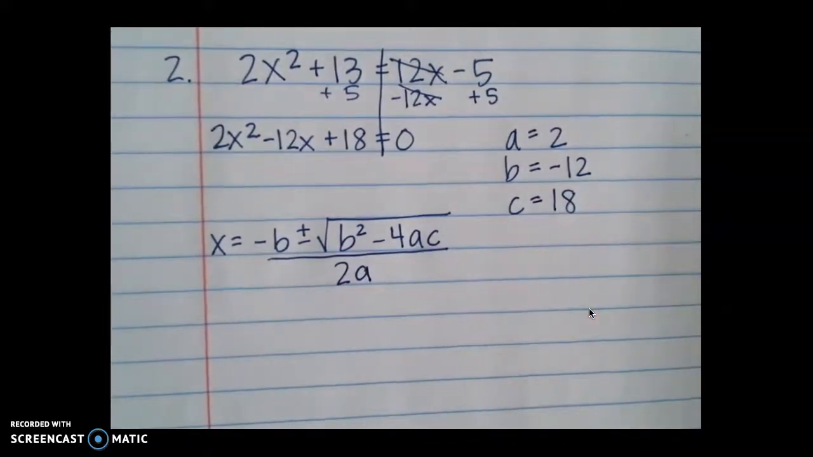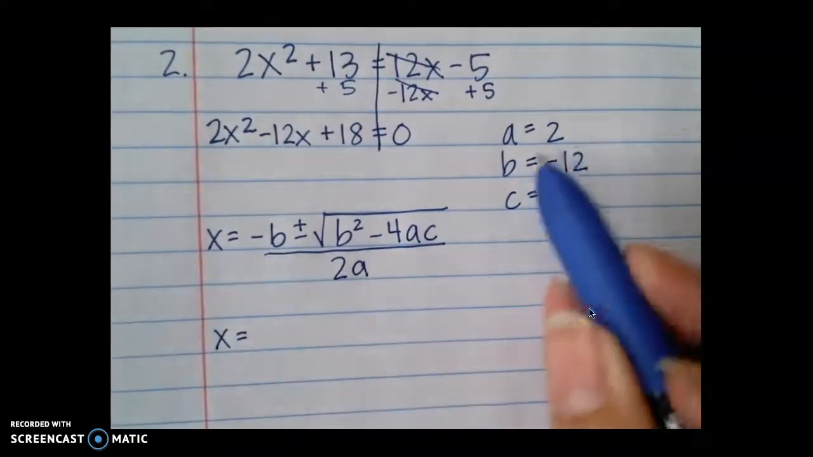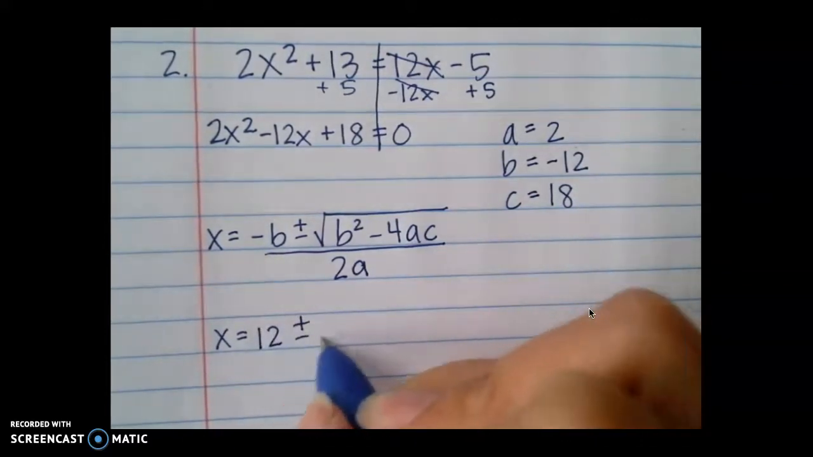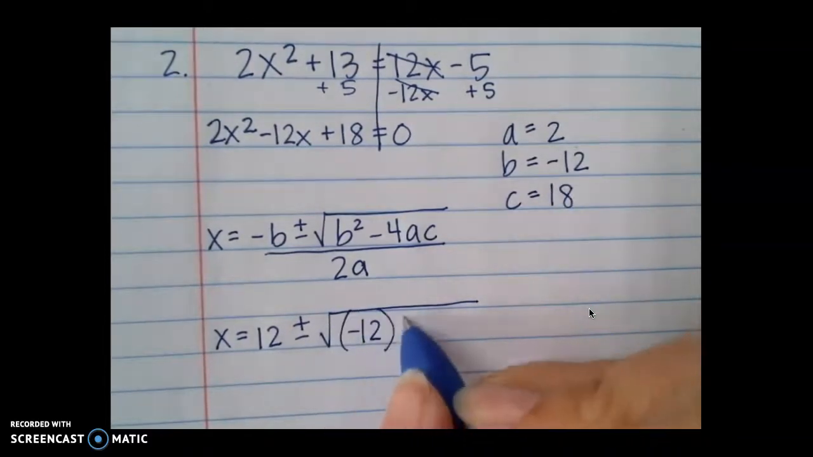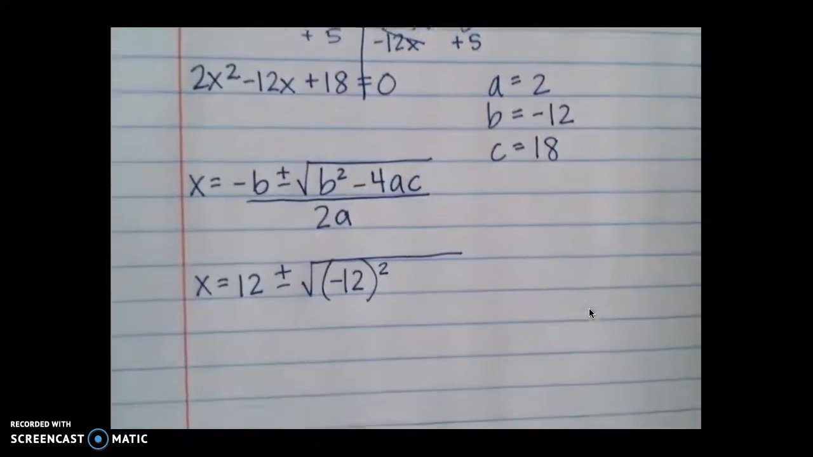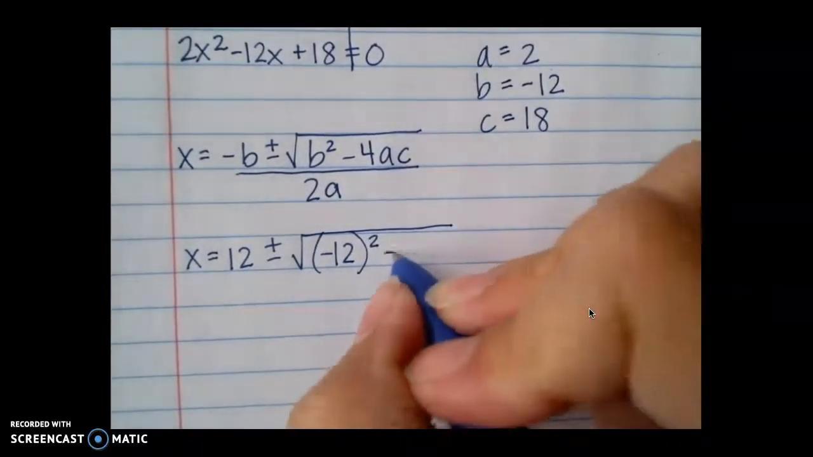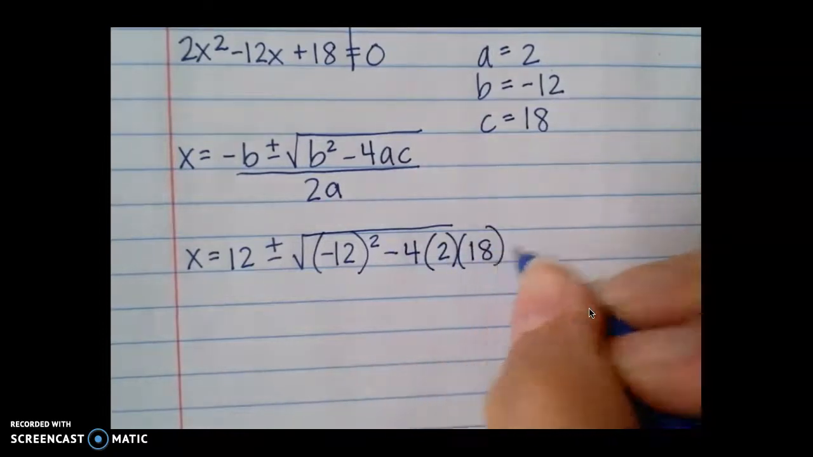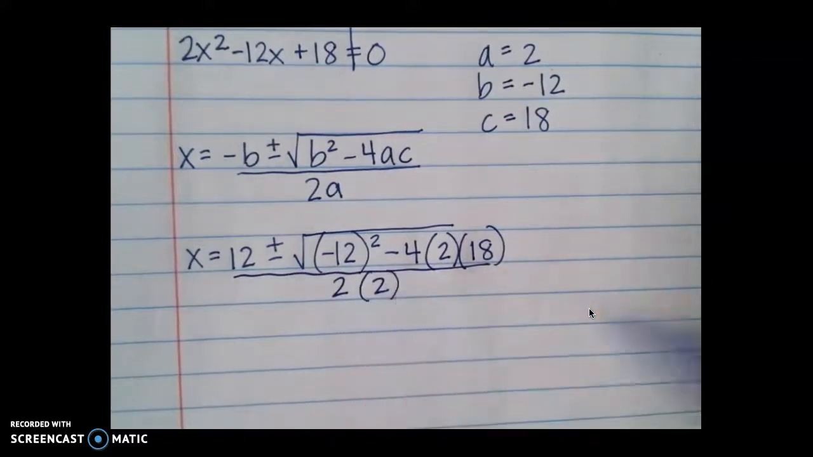Okay, once we have that written down, you can start plugging in your numbers. So x equals opposite b, which the opposite of b is positive 12, plus or minus the square root of b squared, so that's negative 12 squared. If I'm going too fast, please push pause or slow it down or whatever you need. I'm just trying to go fast because I've only got 3 minutes left of this video before it cuts me off. Okay, minus 4 times a times c, all over 2 times a, which is 2.